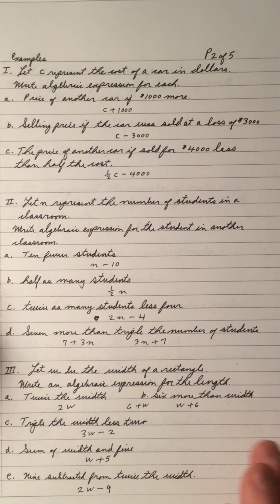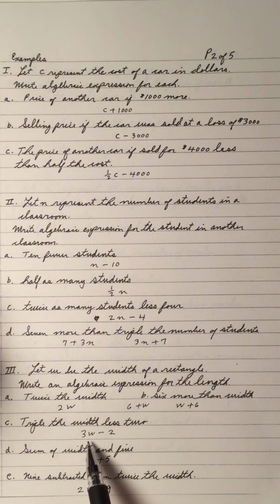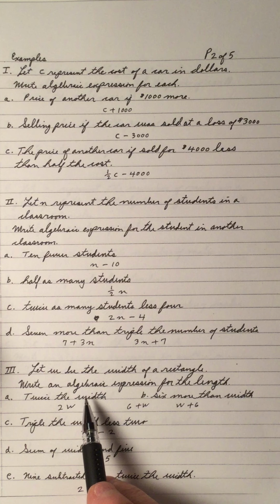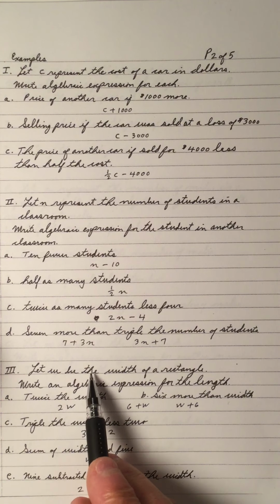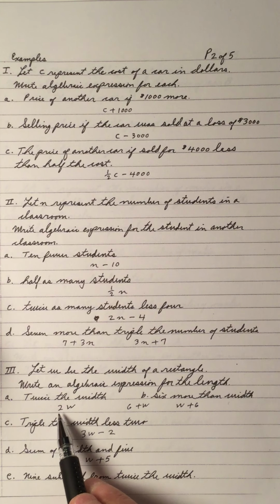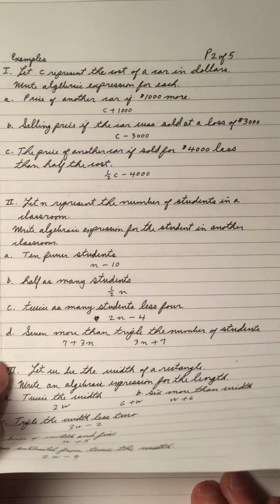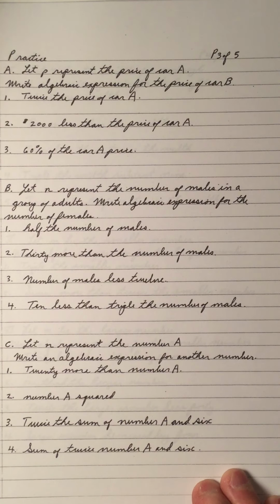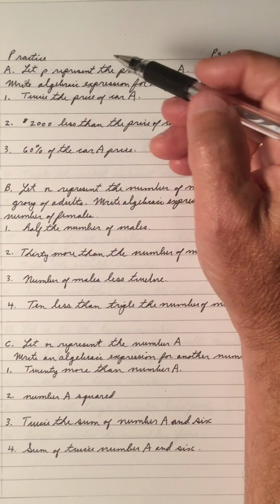Again, notice W is the width, and all of these expressions, 2W, W plus 6, 3W minus 2, W plus 5, 2W minus 9, are expressions for the length. So just to go back, if you had a rectangle with a width of 7, then the length would be twice that, so it would be 2 times 7, which is 14. So we're writing expressions for the two terms, length and width.